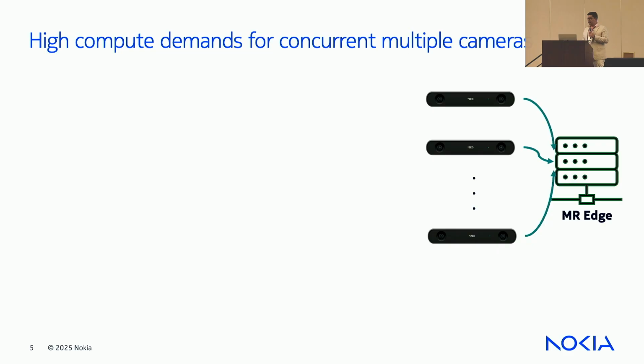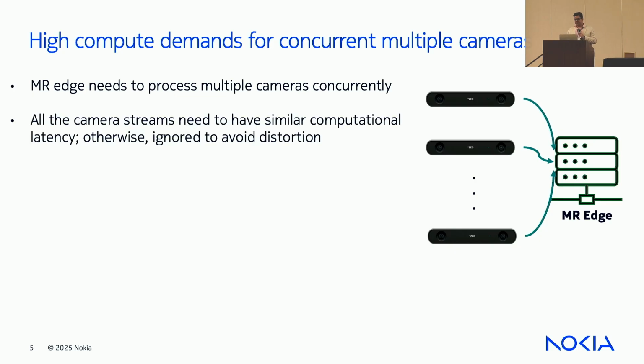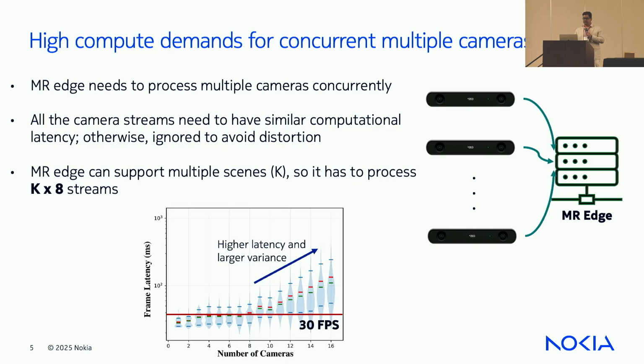And what is the problem? The key problem of this kind of application or scenario is that it requires high compute for processing multiple cameras at the same time. We can see 8 for one scene and it can multiply to more than that. All the camera streams have to be processed with similar latency, otherwise we create some distortion of the processed MR 3D model. And like I said, it can increase to more than 8 cameras, depending on how many scenes the MRH is supporting right now.